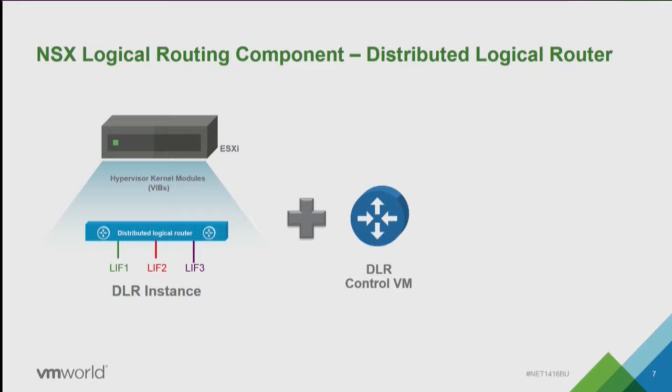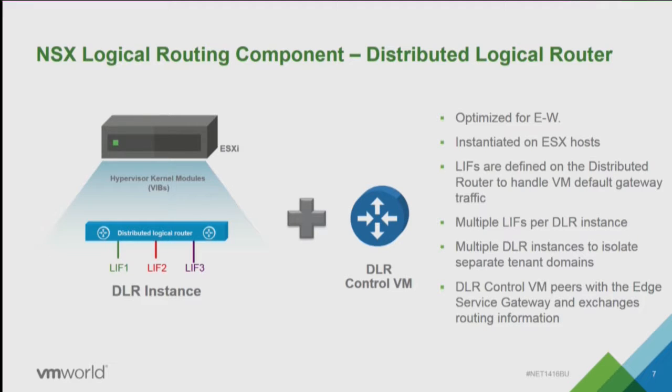The second component of the distributed logical router is the DLR control VM. The DLR control VM is here to handle the dynamic routing protocol. Why do we have this control VM? The point is that we still want to learn routes dynamically and advertise routes of all the subnets that you've connected on your DLR.